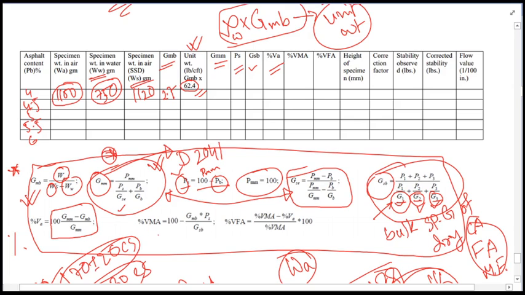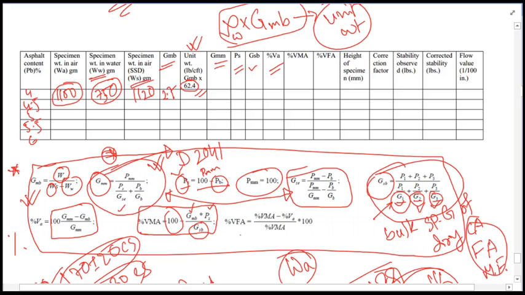And percent VMA, so volume of the mineral aggregate void, the volume of void in mineral aggregate, VMA. This is nothing but 100 minus Gmb multiplied by Ps divided by Gsb. That is actually giving you the total portion of air void in the combined aggregates together.